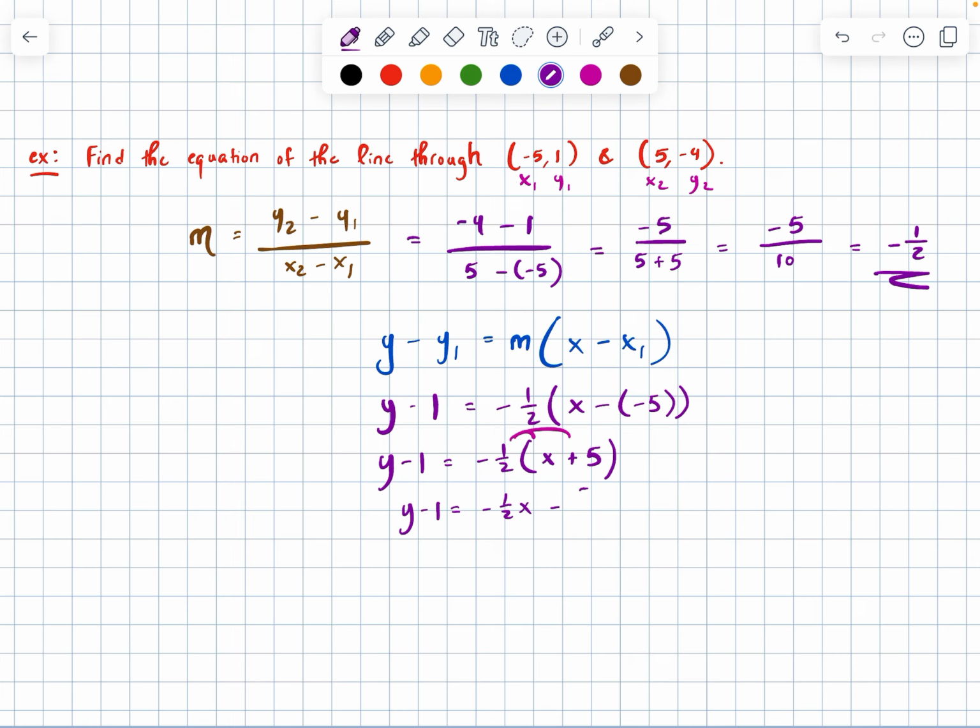-1/2 times +5, well, that's just -5 halves, right? Half of 5 is 5 halves. And then all I need to do to get y by itself is add 1 to both sides. So I've got y is equal to -1/2 x. I have -5 halves plus 1. Again, I need a common denominator in order to combine these two. Well, 1 is 2 over 2. -5 halves plus 2 halves would give me -3 halves. There you go. There's the equation of your line.